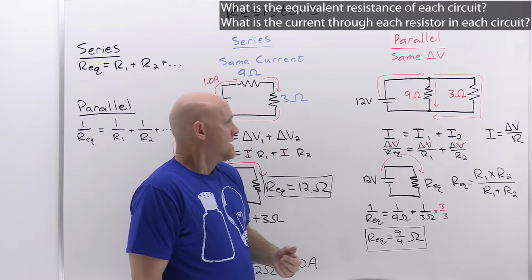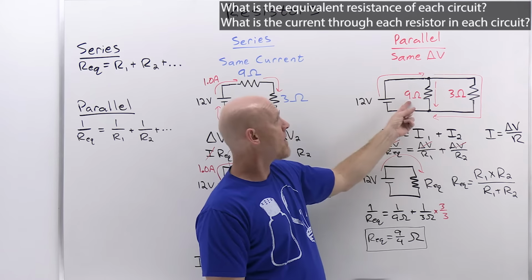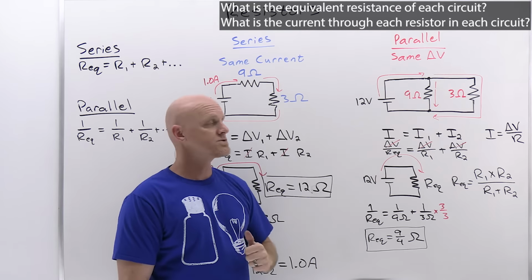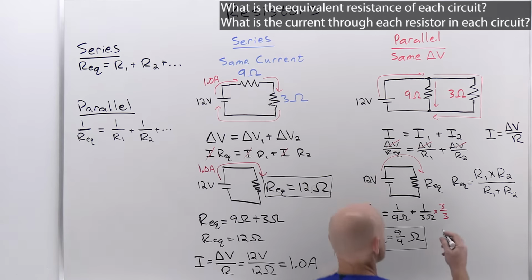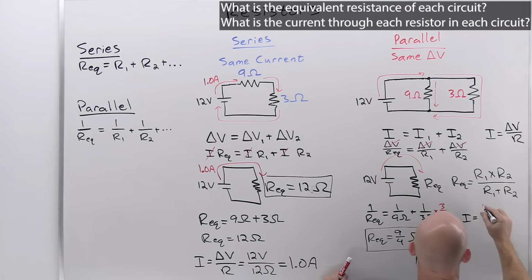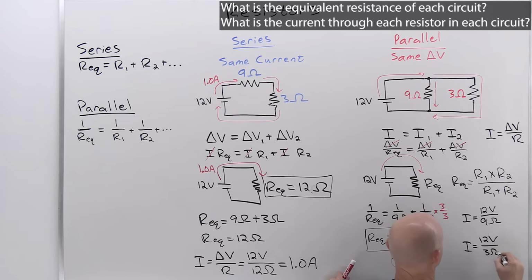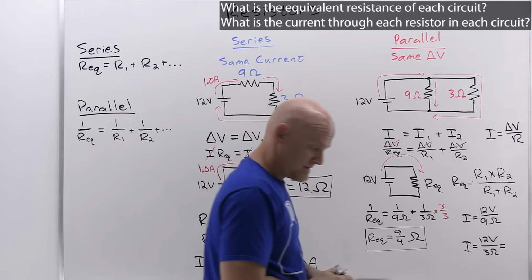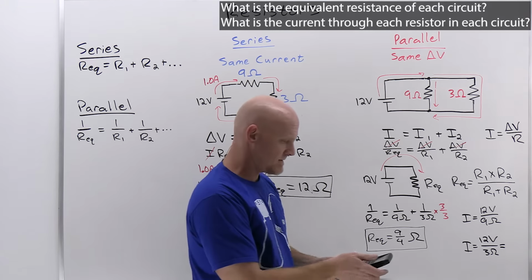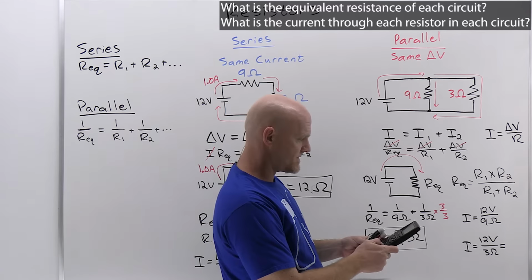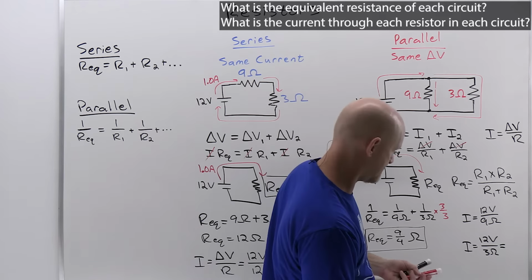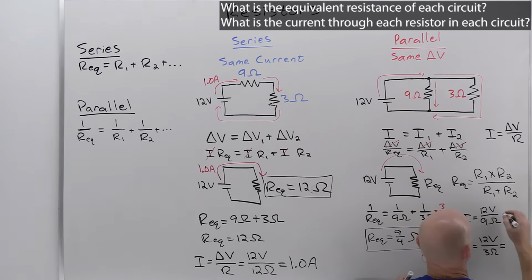And because we now know the delta V across either one, and we know the R value for either one, we can then use Ohm's law to find the current through either one. And so here we could say that the current in one case, again, is delta V over R, so 12 volts over 9 ohms in one case, or 12 volts over 3 ohms in the other case. So 12 divided by 9 is 1.33. And 12 divided by 3, we can do it in our heads, and that's 4.0 amps.